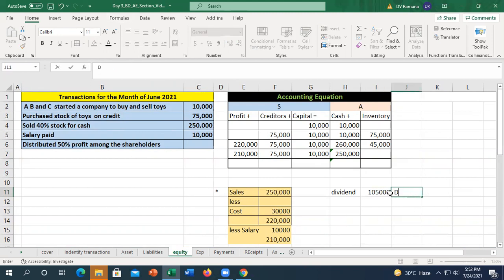Okay, so I can write down here, dividend is distribution of profit among the shareholders.